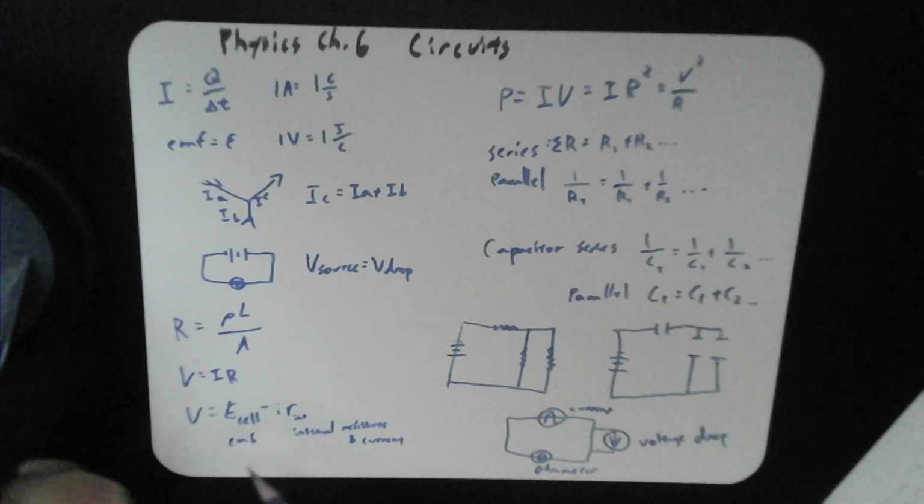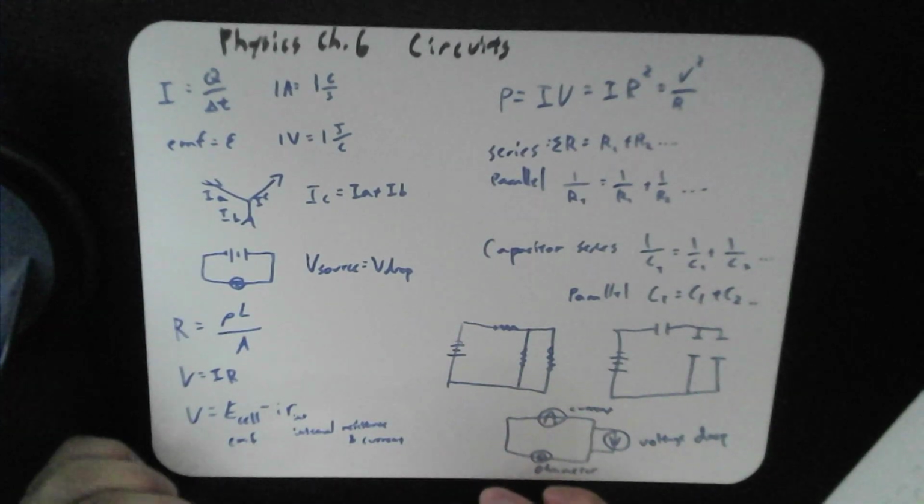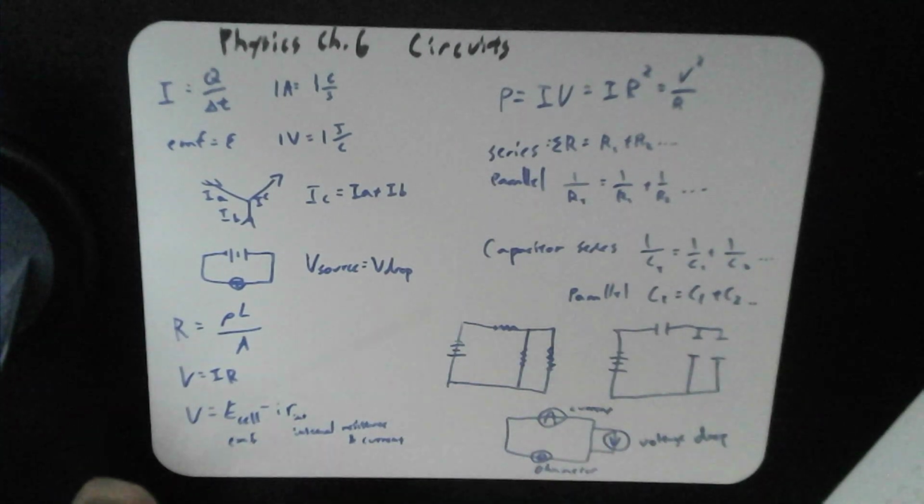Since the EMF is within the battery, there's also an internal resistance. Imagine it's like at your garage, right? Your car needs to slowly back out of the driveway before you can actually hit the road. So that's a little bit of time you need to expend to get out of your driveway.